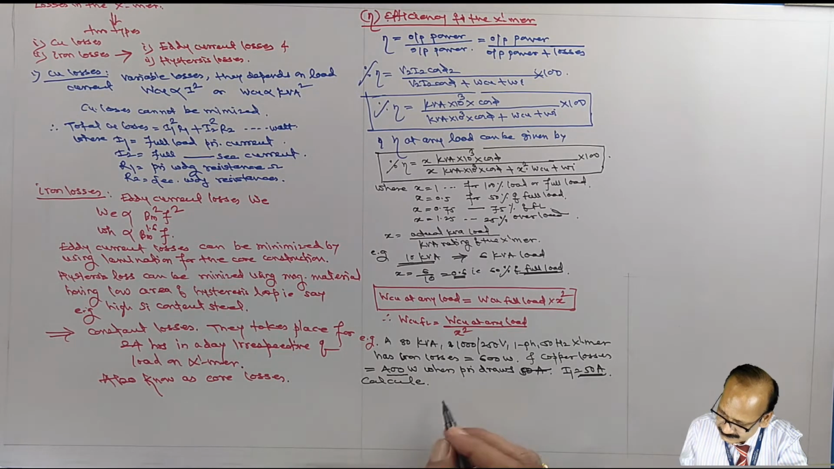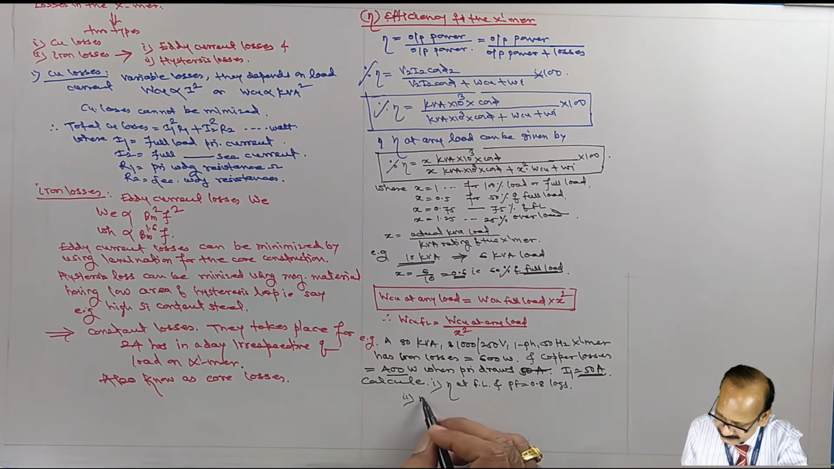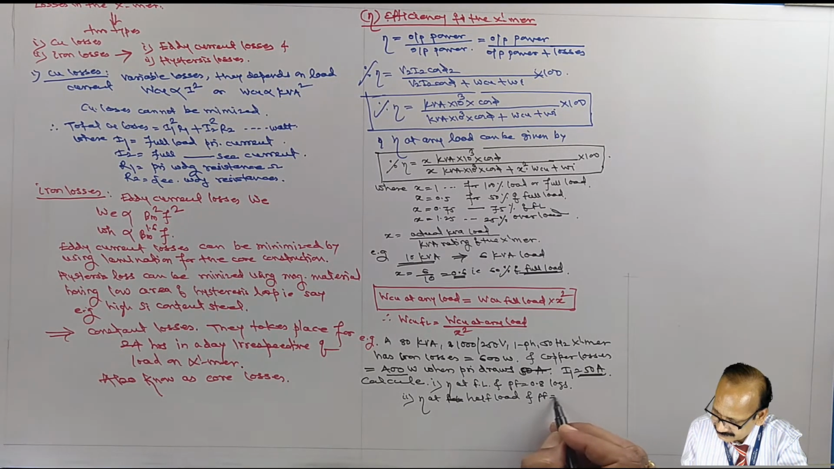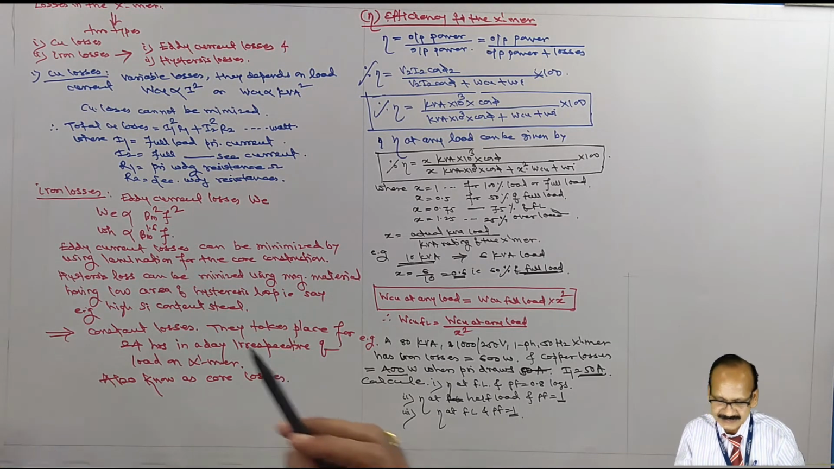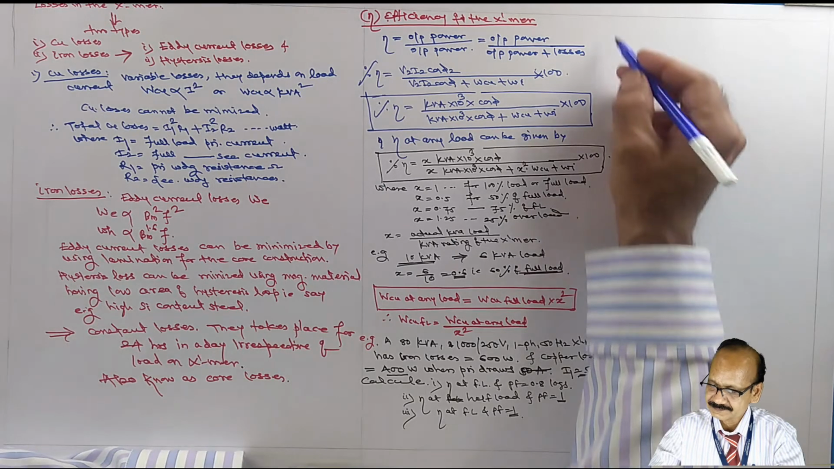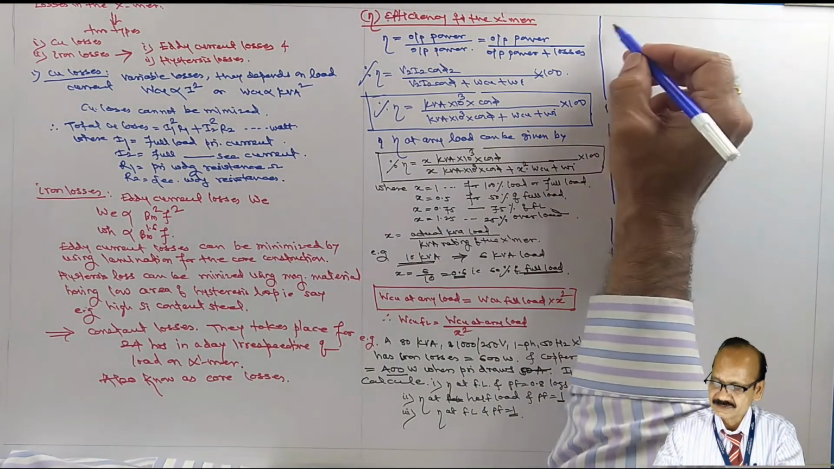Calculate, first, efficiency at full load and power factor 0.8 lagging. Second, efficiency at half load and power factor 1. Third, efficiency at full load and power factor 1. Okay, so this is given to you. Now we have to calculate. Solution.